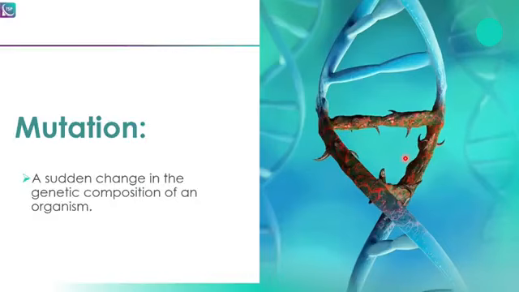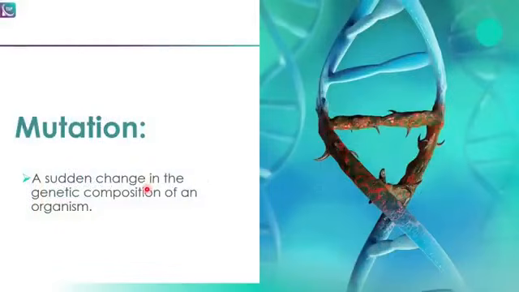Mutations, that's the definition. Please, grade 12 learners, you have to learn this definition as it stands here. It's very, very important because it's a common question that they ask quite often in the exams, and then the kids battle to explain it. So let's quickly see. A mutation is a sudden change in the genetic composition of an organism.